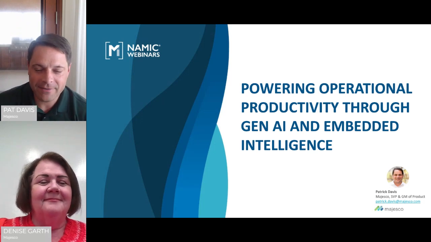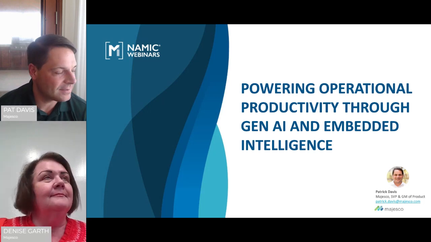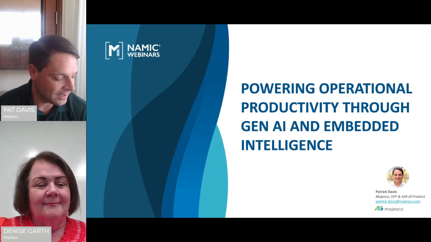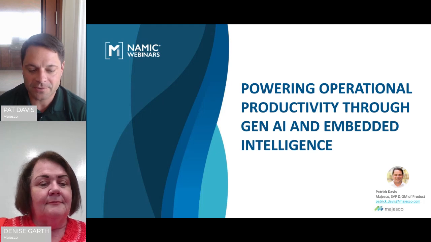So, everybody, my name is Pat Davis. I advise on all things AI and data related for Majesco. I was the CEO and founder of a company called Utilant, who built a product called Loss Control 360, which was acquired by Majesco in 2021. And I'm still here at Majesco helping them with their data and analytics strategy.